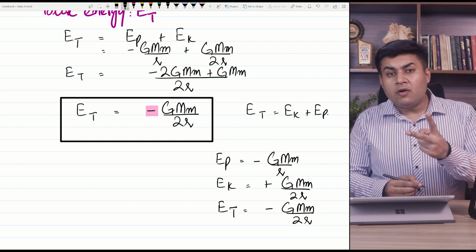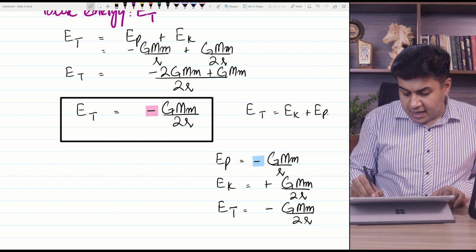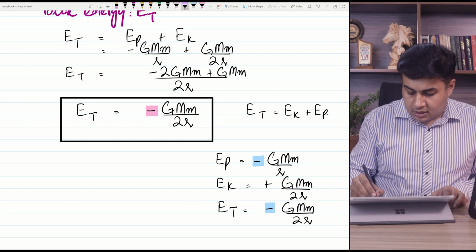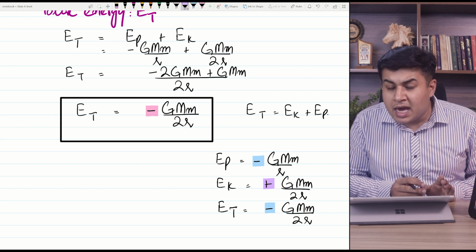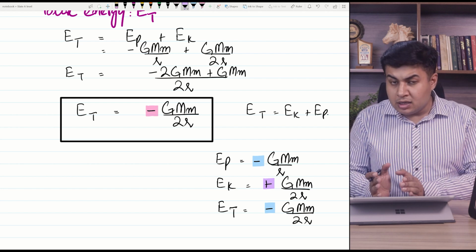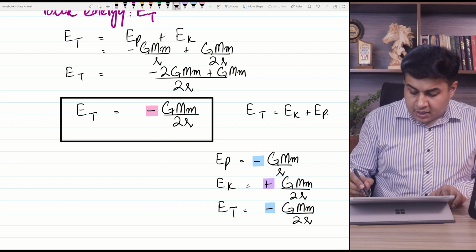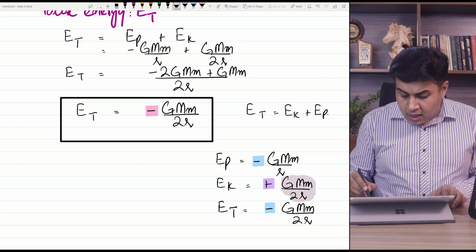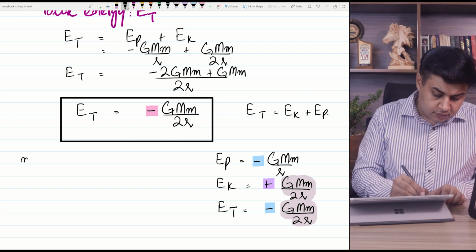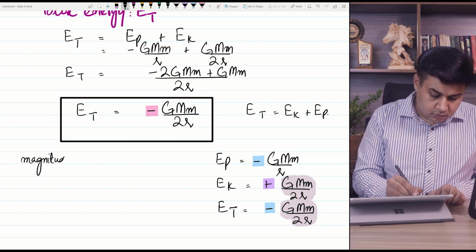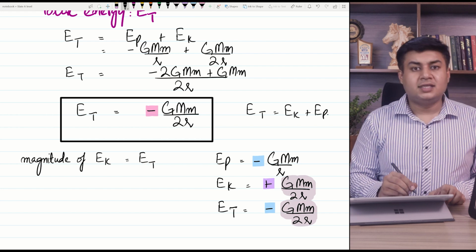Total energy is the sum of kinetic energy and potential energy. Right? Now, two of these energies are negative and one is positive. Which two are negative? Potential energy and total energy. Which one is positive? Kinetic energy. Right? Now, two of them have the same magnitude. I am repeating, same magnitude. When you are considering magnitude, you don't look at the sign. कौन सी दो ऐसी हैं जिनका मैथमेटिकल मैग्नीट्यूड सेम है? देखें, काइनेटिक एनर्जी is GMm over 2r, total energy is also GMm over 2r. So you will write magnitude of kinetic energy is equal to magnitude of total energy, right?